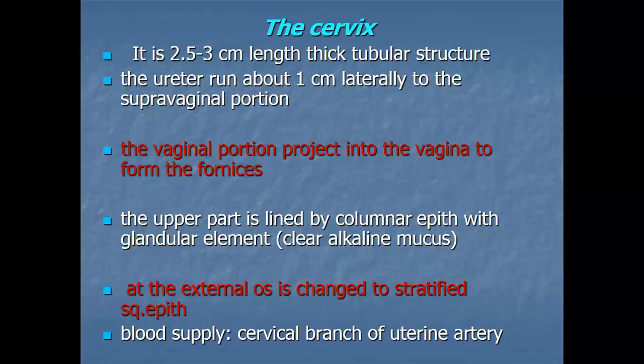The upper part of the cervix is lined by columnar epithelium with a glandular element. It secretes clear alkaline mucus. The external part of the cervix is changed into stratified squamous epithelium. The blood supply of the cervix is the cervical branch of the uterine artery.